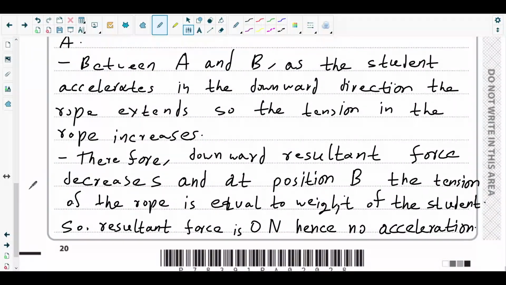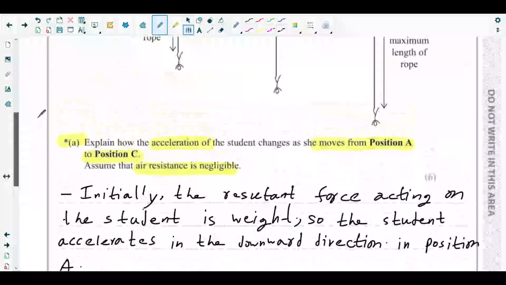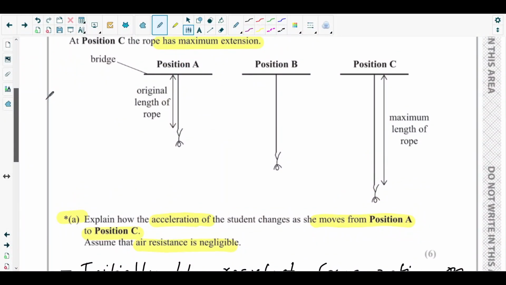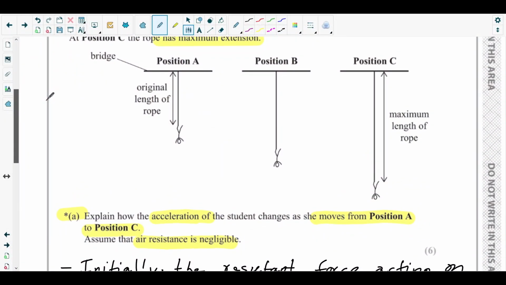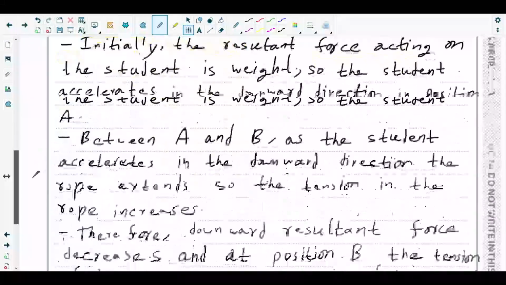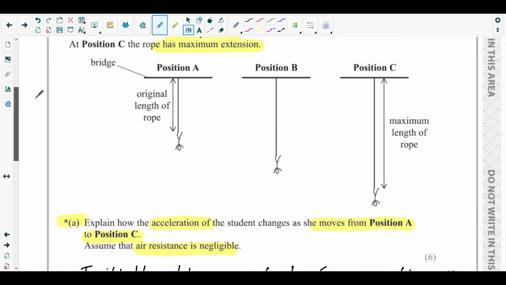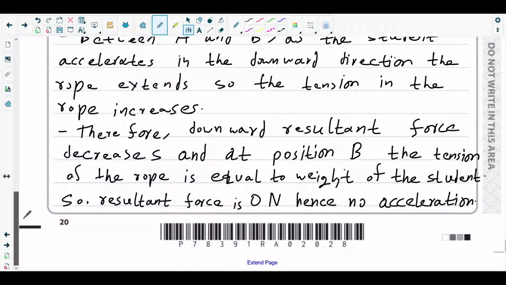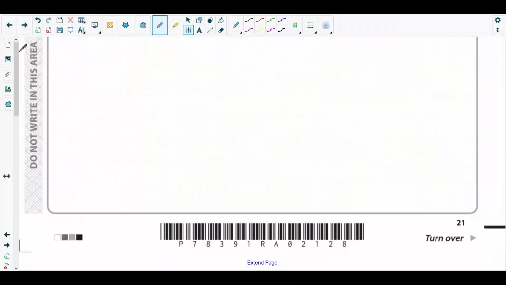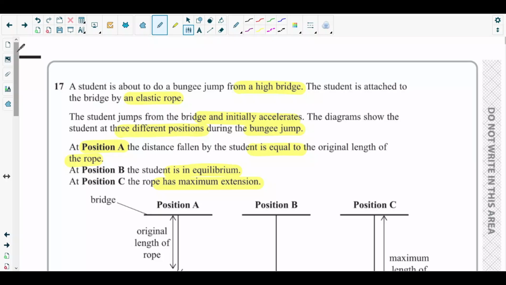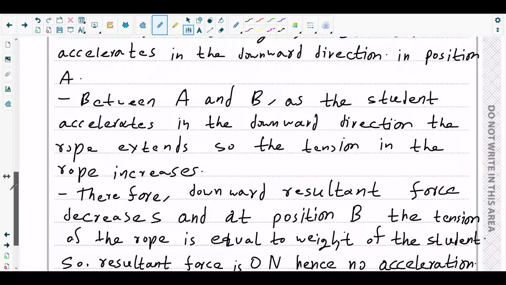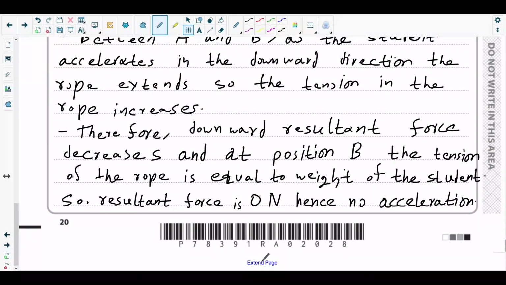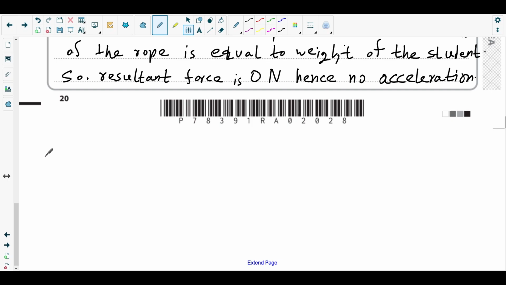Okay, so we have described till position B how it is coming to equilibrium. Now what happens from B to C? Since the student reaches equilibrium position at position B, after position B, what will happen? It will keep moving in the downward direction with constant speed, right?